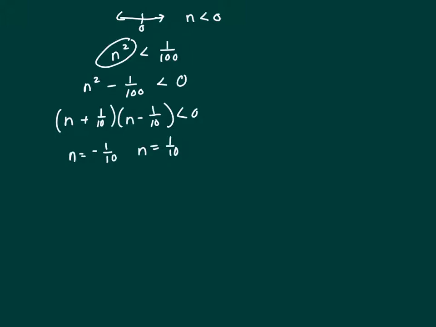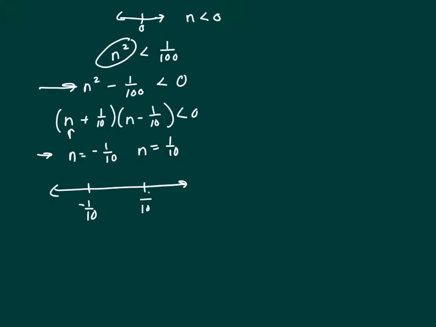Now, I'm showing you all the work. What's going to end up happening is we know right here that n is going to be in between negative 1/10 and 1/10, but I'm showing you the work of how I know that. These are called critical numbers, because if you let n be negative 1/10, you're going to get 0. So put these on the number line.